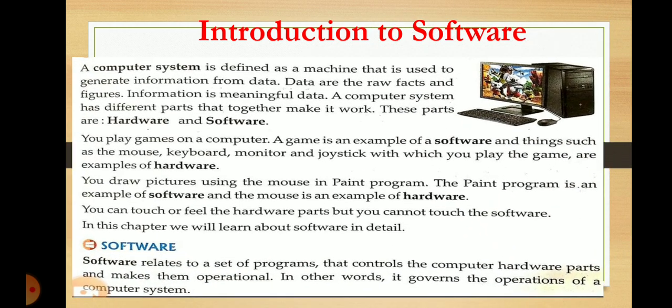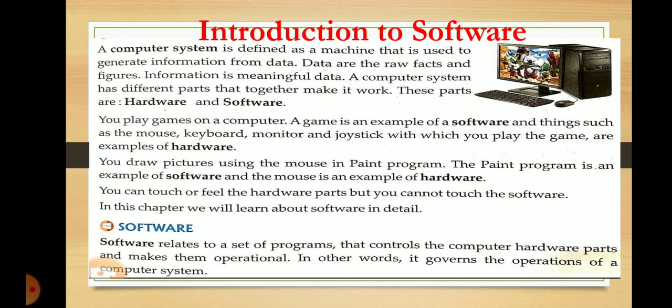Introduction. A computer system is defined as a machine that is used to generate information from data. Data are the raw facts and figures. Information is the meaningful data. A computer system has different parts that together make it work. These parts are hardware and software.